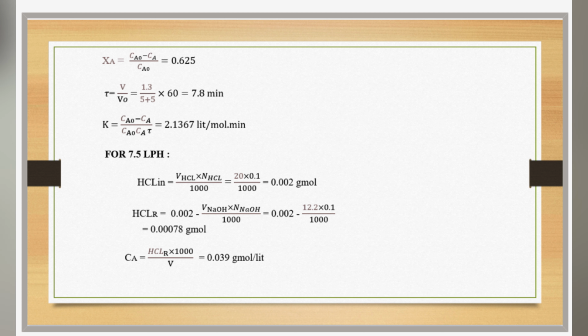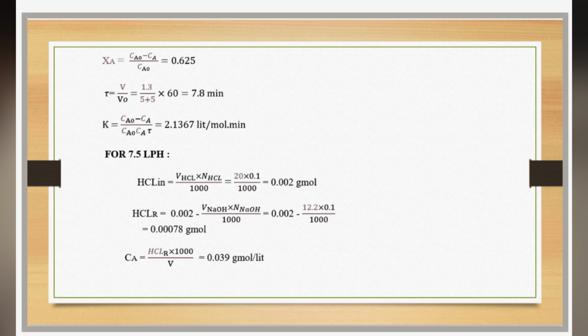For 7.5 lph, the initial value of moles of HCl is 0.002 gram mole, but the value of moles of HCl reacted is 7.8 into 10 to the power minus 4 gram mole, which is greater than the value for 5 lph. This is because as the flow rate is increased, the volume of NaOH required for titration decreases, that is, more HCl is reacted.